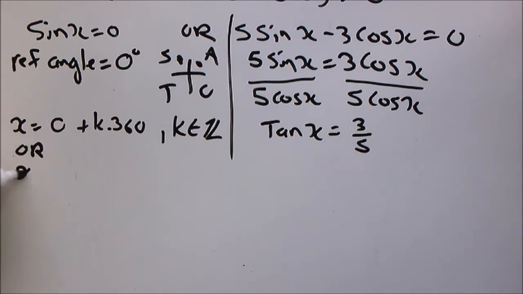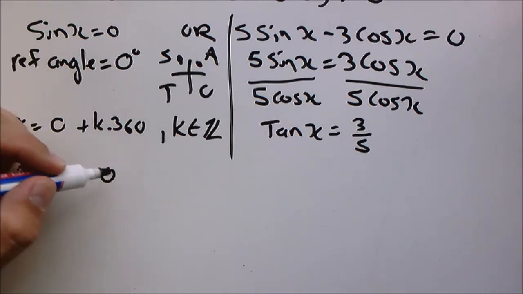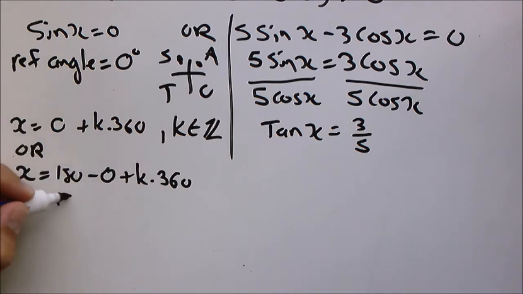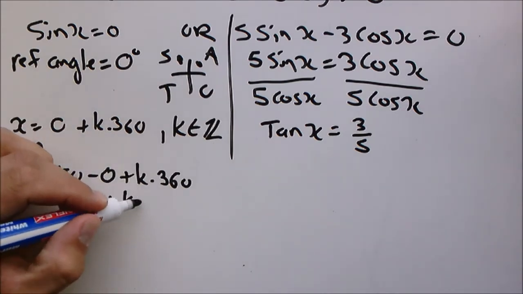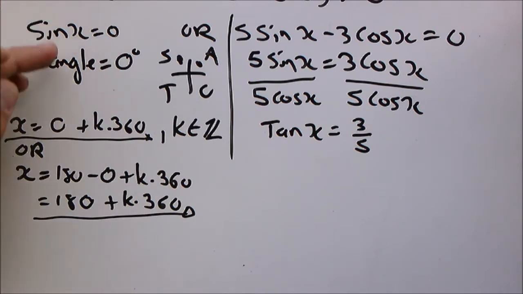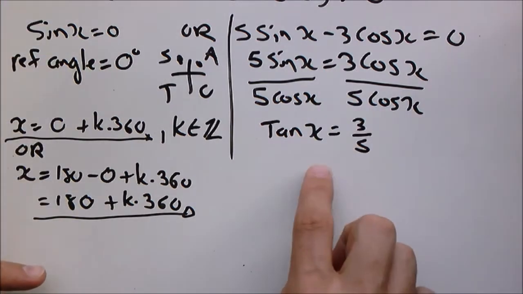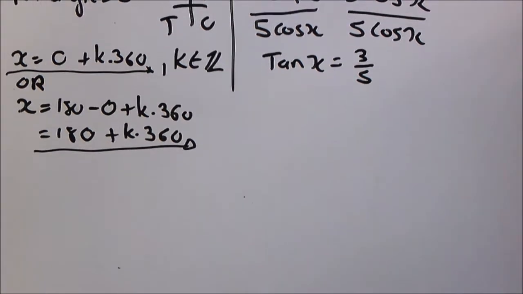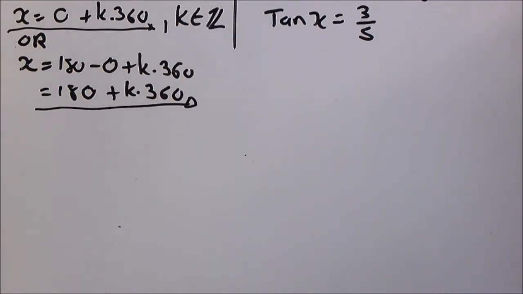Our second one would be x equals 180 minus 0 plus k 360, which we can just write as 180 plus k 360. So these are two solutions. For this part of the final solution, we still have to work with this one. So now to look at the right hand side. tan x equals 3 over 5.